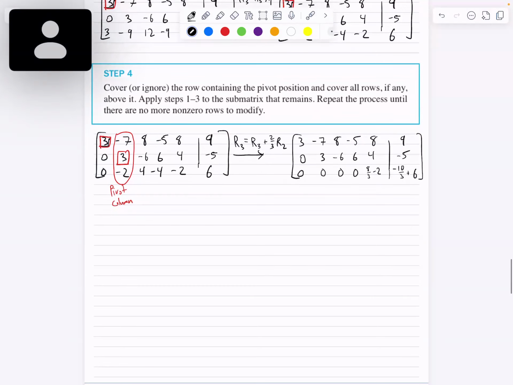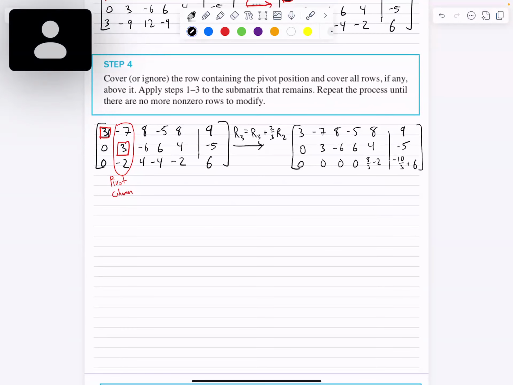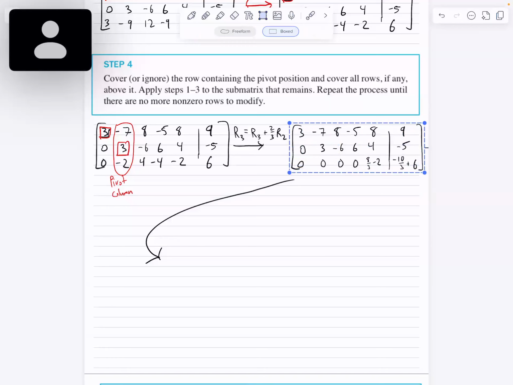Okay. And then repeat the process until there are no more non-zero rows to modify. So I think we're actually almost there. So the final step would just be to figure out what these numbers are. So this would be 8/3 minus 2. I think that's going to be 2/3, because that's going to be minus 6. Yeah, so this is just 2/3. Let me just copy this and simplify it.